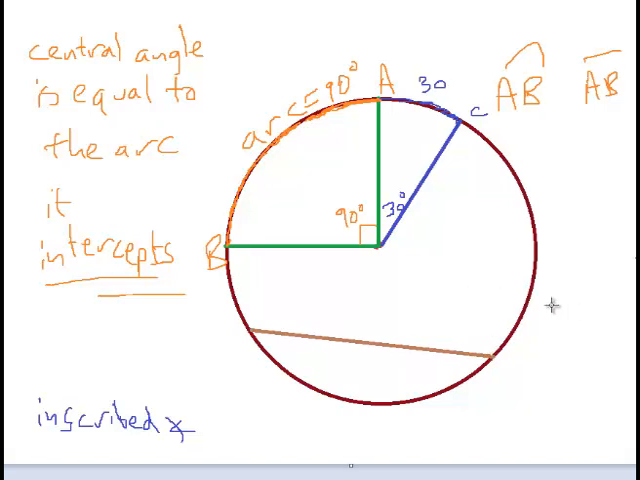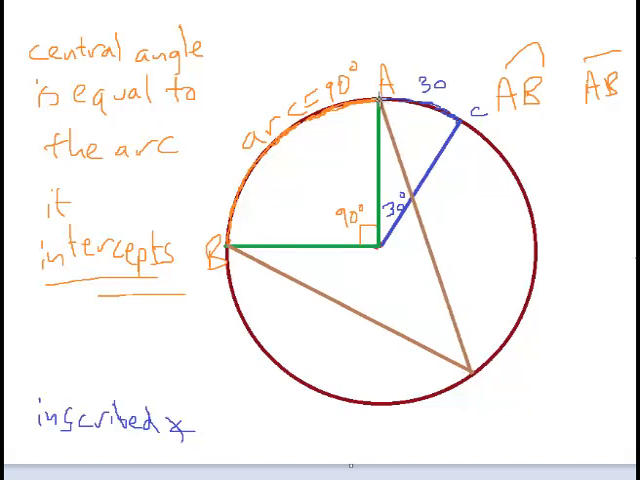You know, actually, I have a better idea. Let's draw the inscribed angle that goes between A and B. Now, the reason why it's called an inscribed angle is because it's entirely inscribed within the circle. The question is, how do you measure this angle? How much is this angle?